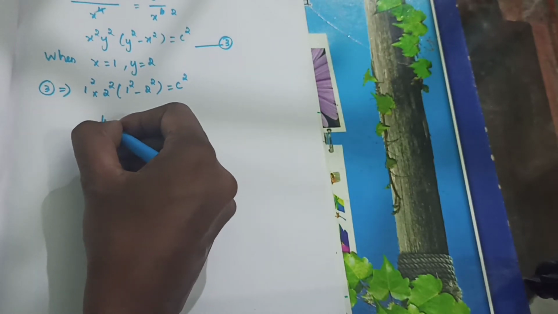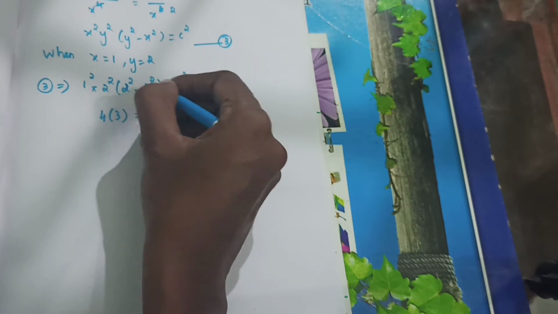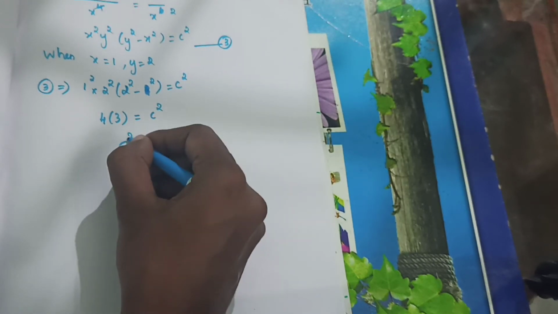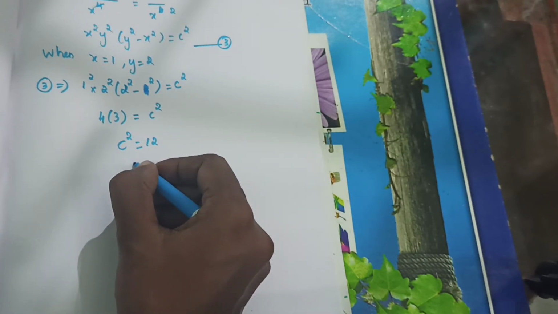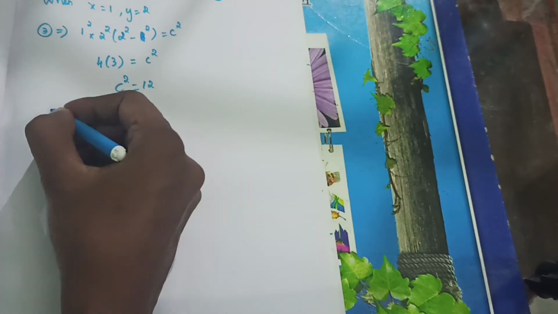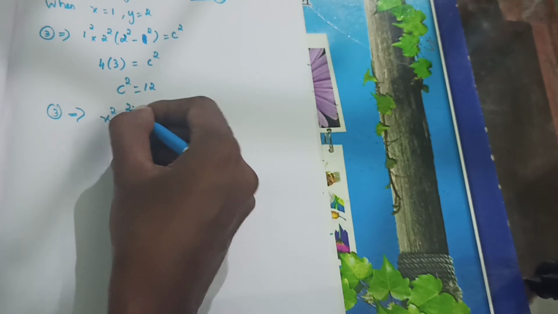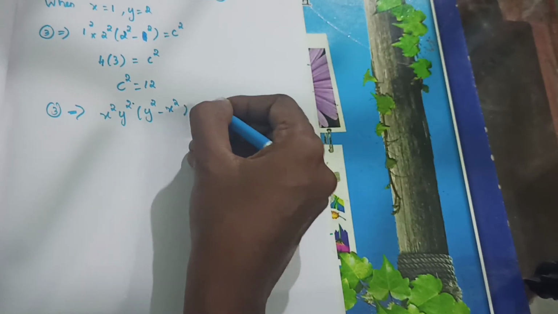So 4 into 3 equal to, sorry, 2 square minus 1 square is equal to c square. So c square is equal to 12. Is it right? So in the place of c square you need to substitute this value. So equation 3 implies x square y square into (y square minus x square) is equal to 12.